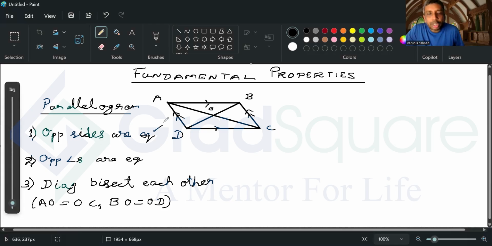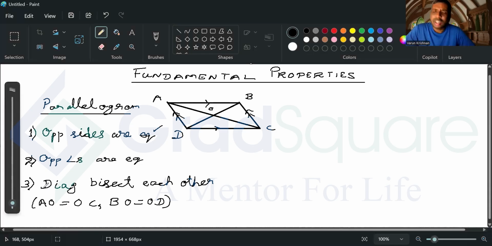So if one fundamental property is true, that is enough for us to conclude that it is that quadrilateral for which this is a fundamental property. So if one of these three properties is true, that means that the given quadrilateral is a parallelogram. If one of these properties is true, that means that automatically the remaining two properties will also be true.